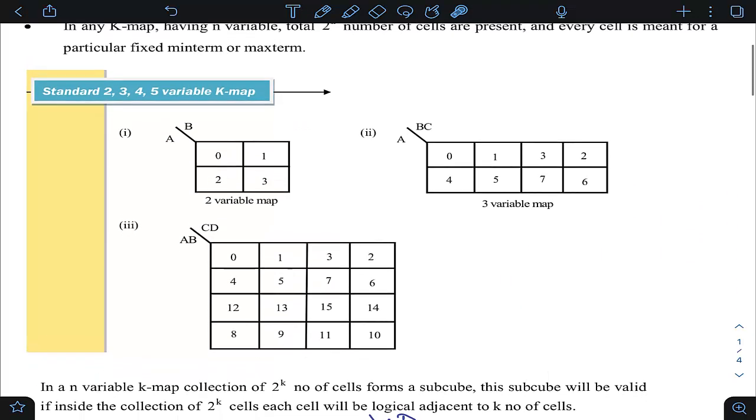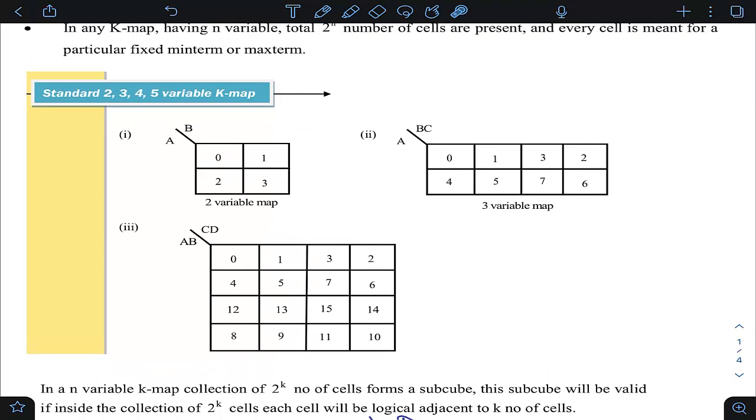Now students, remember in the K-map, you can see that I have written some numbers: 0, 1, 2, 3, then 0, 1, 3, 2, 4, 5, 7, 6, then 0, 1, 3, 2, 4, 5, 7. So like this the numbers are written. I'll explain where these numbers are coming from. For the time being, just take it for granted that in every K-map, each cell is reserved for a particular min term or max term.